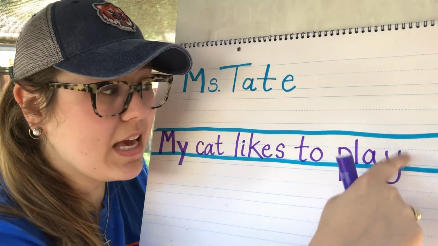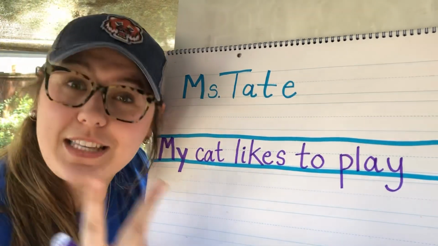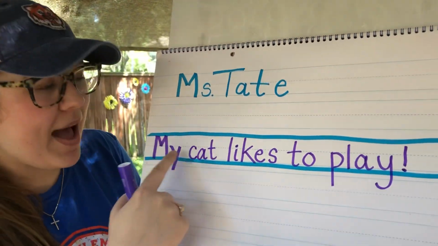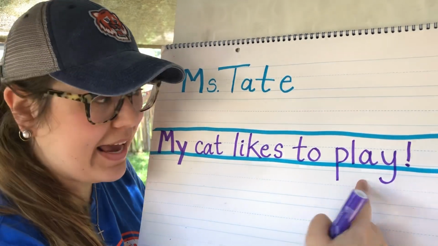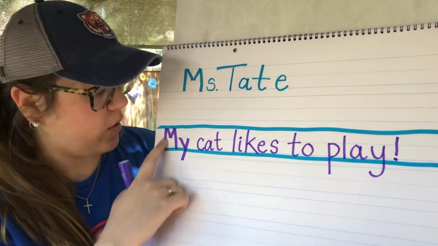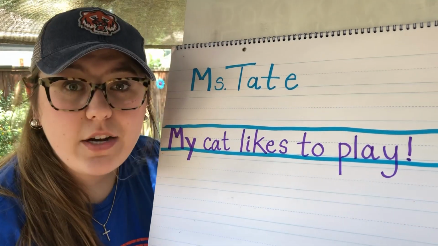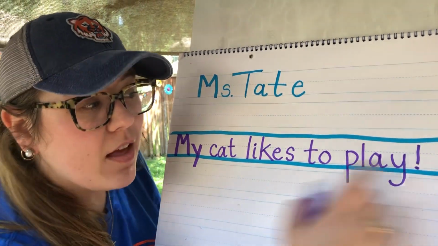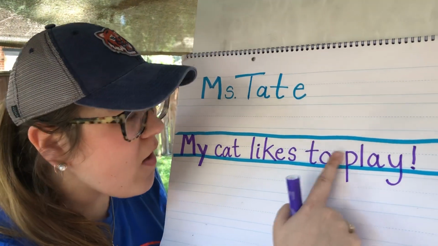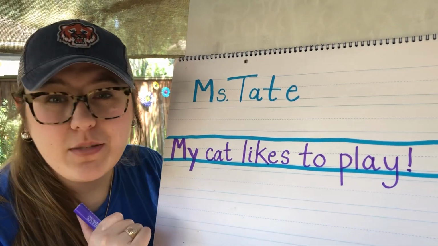Awesome, we're missing one thing. What needs to go at the end? Either a period or an exclamation point, right? I'm gonna put an exclamation point because I'm excited. My cat likes to play. I have all of my words. I have my first letter. It's a capital, so it goes all the way to the top. I can see my middle line, and that's where my lowercase letters start. And I have my exclamation point or my period at the end, and I made sure that I have all my finger spaces in between my words so I can tell all of my words apart.